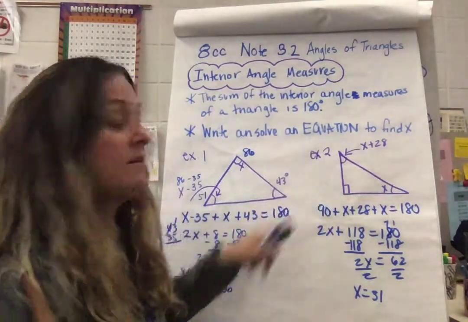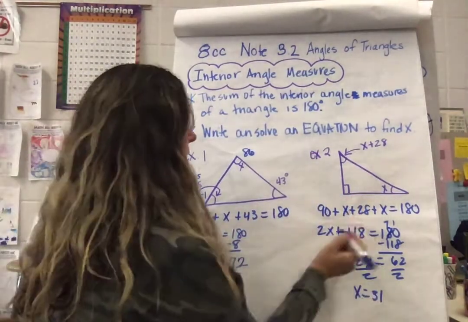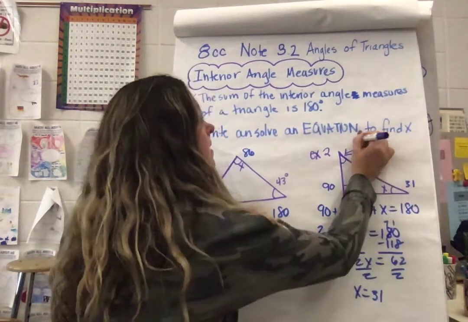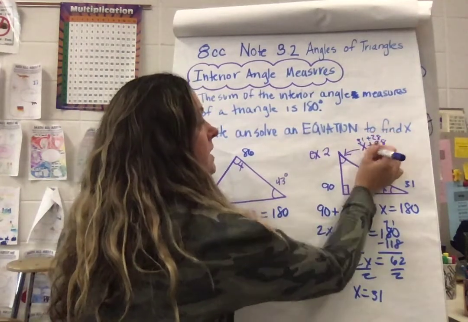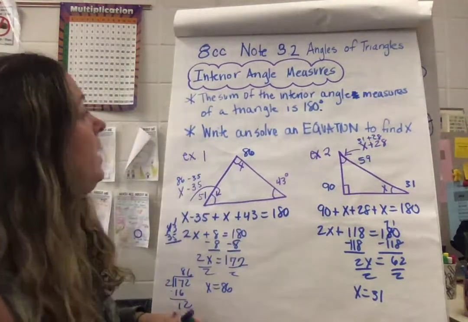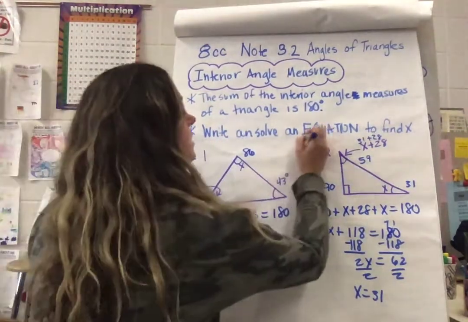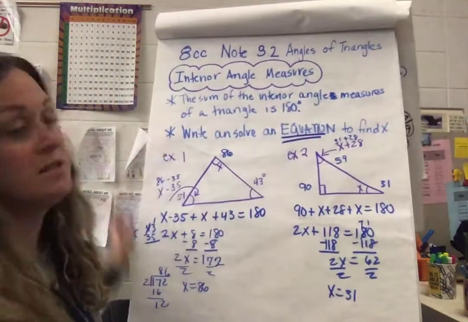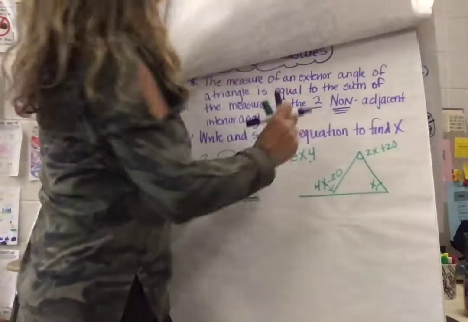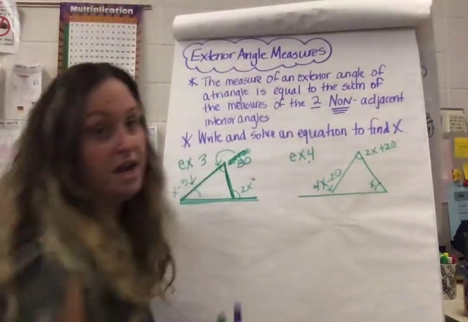So it may say just solve for x. It may say go ahead and find the interior angles. So my interior angles would be 90, 31, and then I would do 31 plus 28, which is 59. All right, so interior angles, making sure you're writing an equation. And then the interior angles add up to 180 degrees. All right, so now let's talk about exterior angle measures.